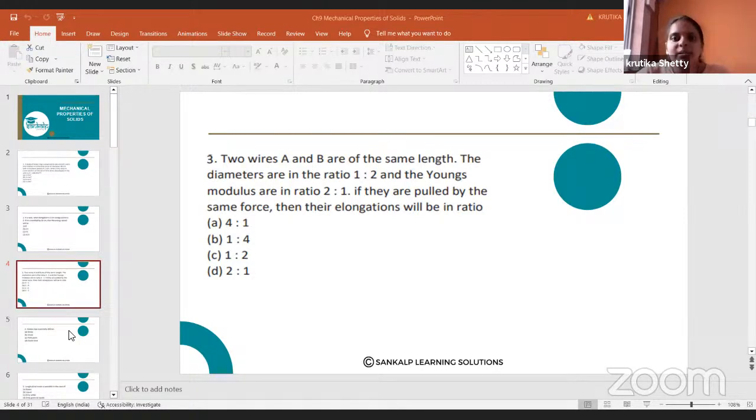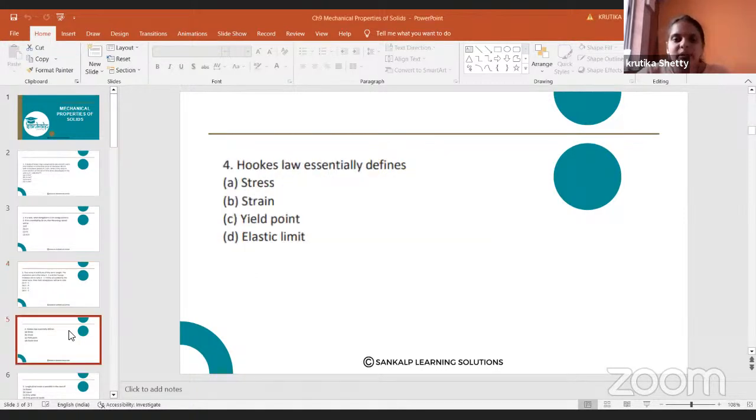Hooke's law essentially defines, so it is based on the theory point here. Hooke's law essentially defines, that is stress, strain, yield point, elastic limit. Can anyone tell me? A, B, C, D. Yes, Sagar, Lohit. Yes, it is option D. It is elastic limit. Yes, very good. Harshita, yes, right. Okay, then the next question.